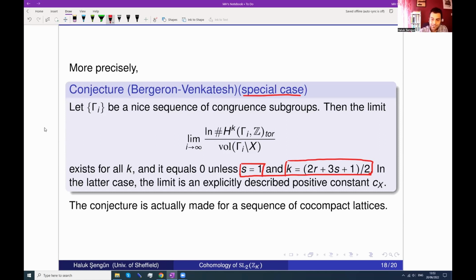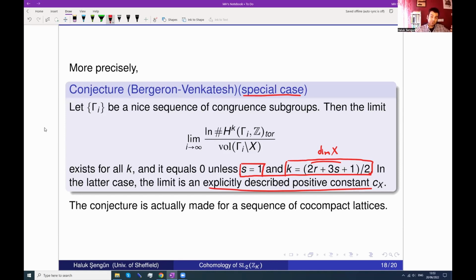right-hand side. So the right-hand side, this dimension of the symmetric space X plus 1 divided by 2, that needs to be an integer. And if you are at that middle degree, and if your deficit is 1, then you expect a positive limit, which actually they specify what that positive limit should be. It was 1 over 6 pi for the Bianchi case, if you remember. It has to do with the L2 torsion, analytic torsion. So this is it.